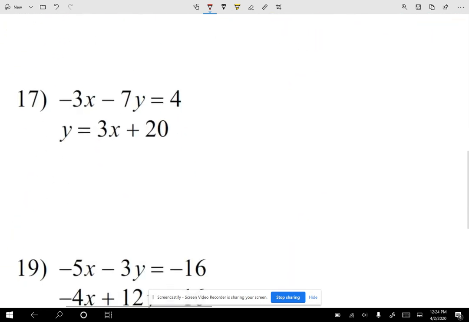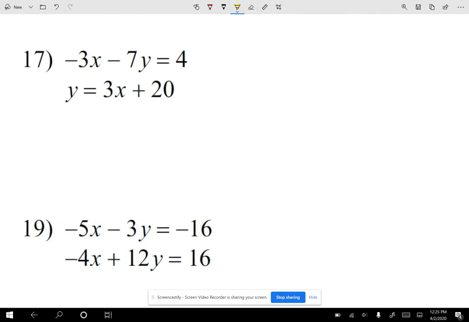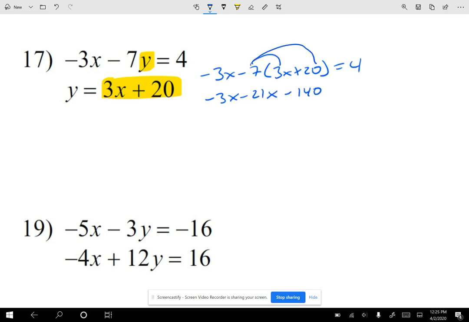Let me do number 17 as substitution again. Remember I said I'm going to do the odd questions as substitution. Everything that x is equal to, everything that y is equal to, I'm going to replace it for the y here. So let me rewrite the first equation as negative 3x minus 7 times 3x plus 20 is equal to 4. So I have that negative 3x minus 21x minus 140. Notice I'm distributing the negative 7 is equal to 4.